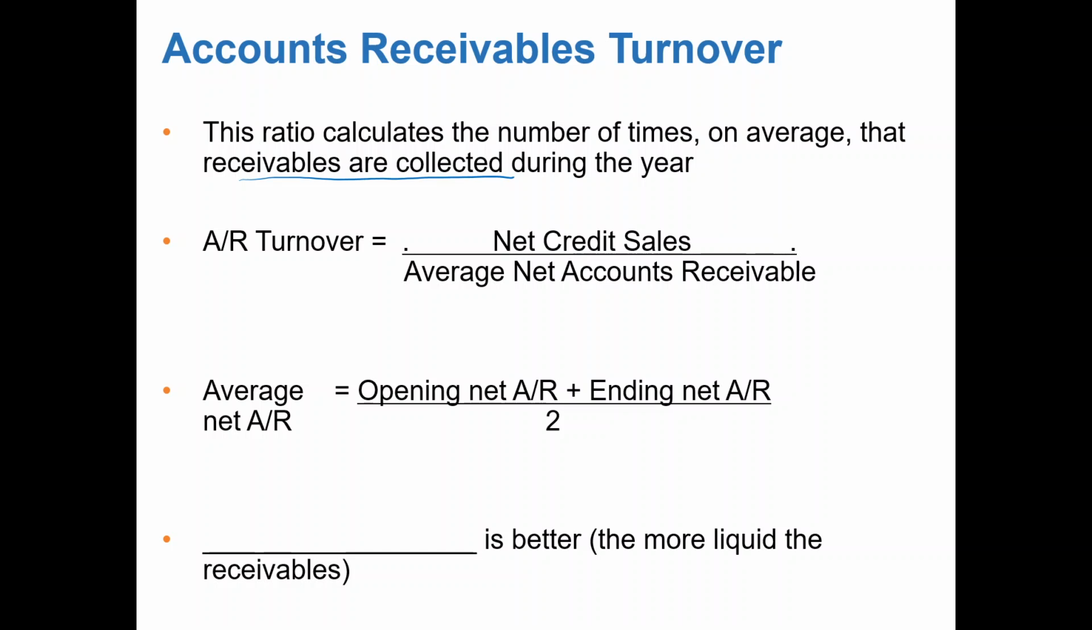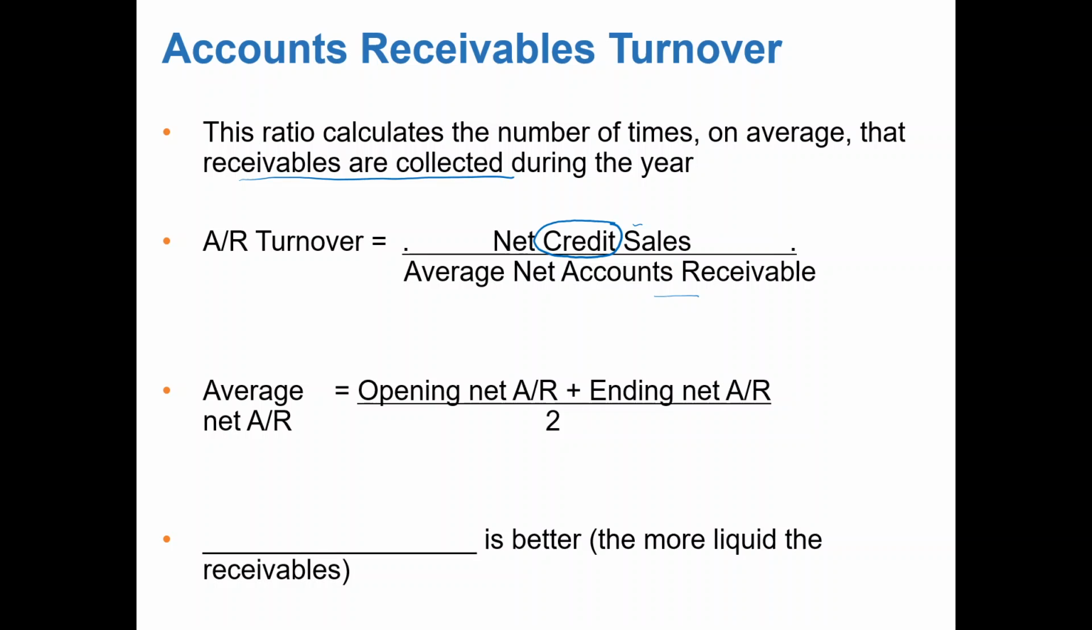To calculate this, we take the net credit sales and divide by average net accounts receivable. So a couple things to point out here. The first is that we use just the credit sales. So if we have cash sales, then that does not run through accounts receivable. We're collecting cash immediately when we make the sale. So for this ratio, using just credit sales, just those ones that were sold on account, is what we need to do.